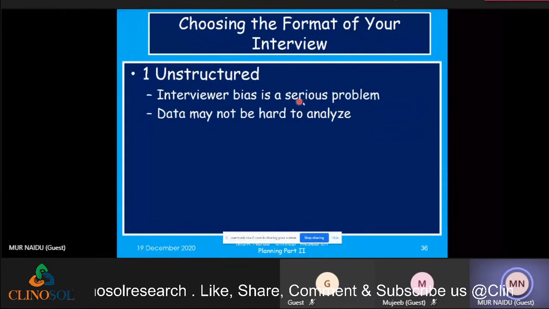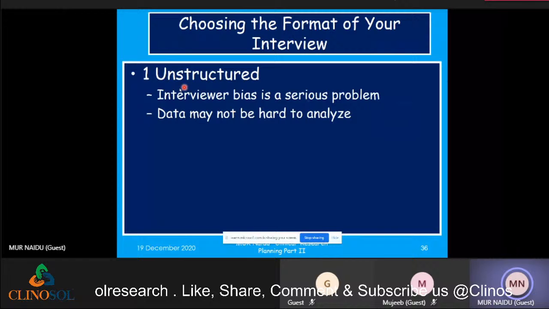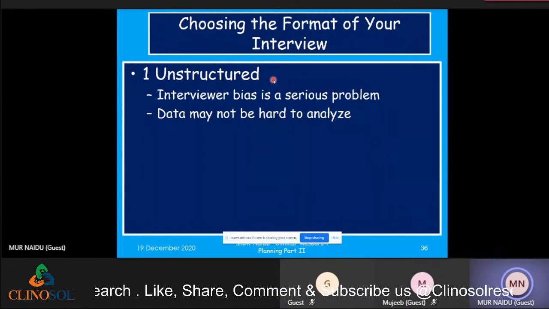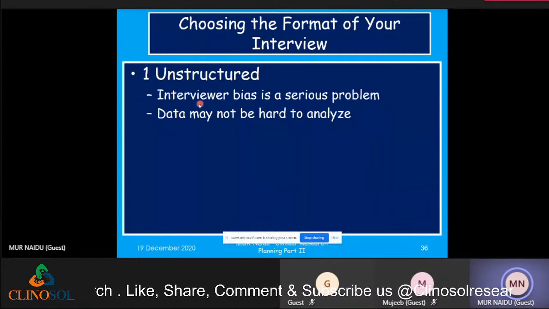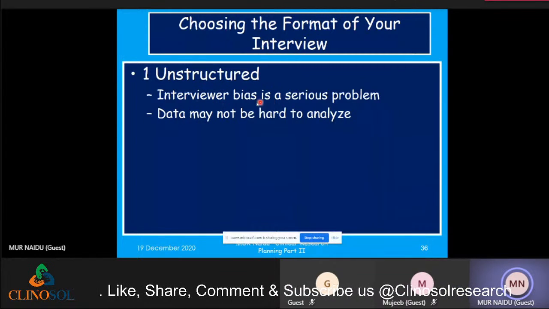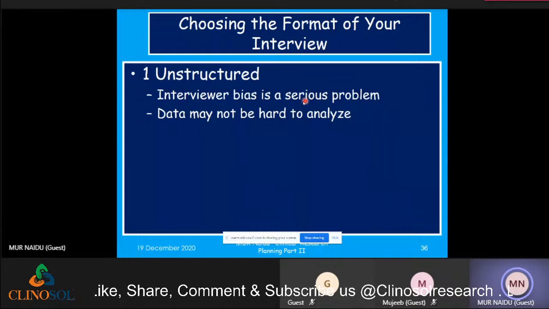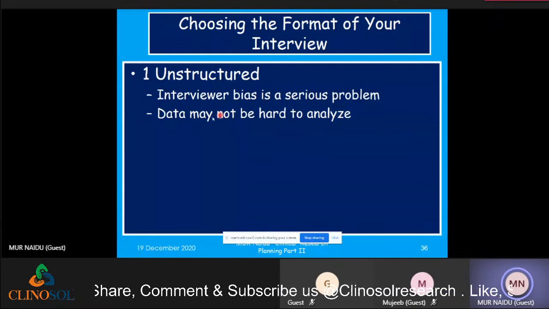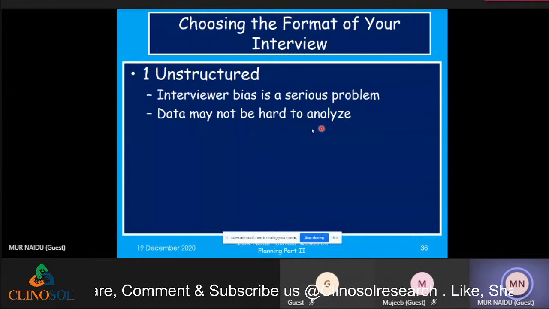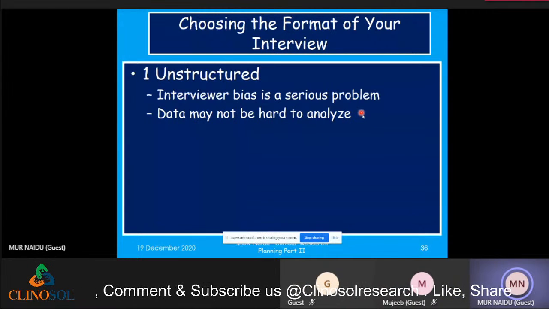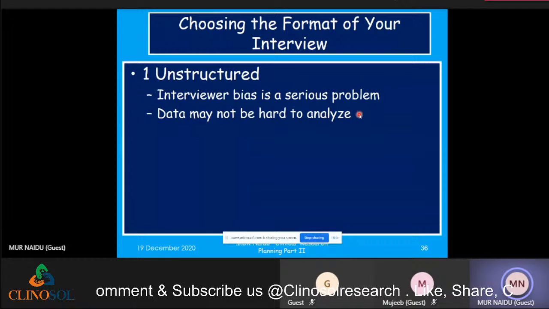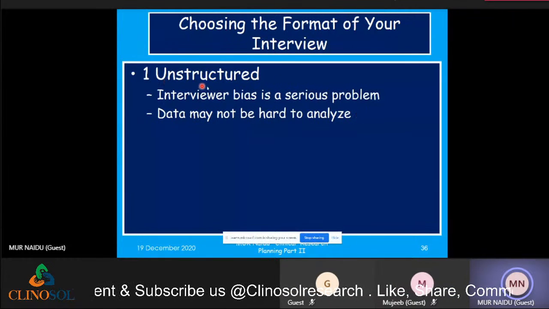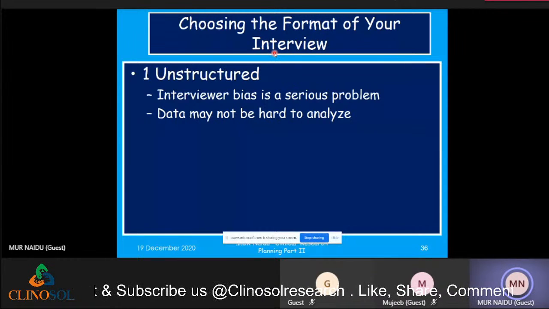Using the format of interview. Interview bias is a serious problem. Unstructured, you are not having a very structured interview. It will be very, very biased. With one interviewer, one person, it is a serious problem. Sometimes he is asking something, sometimes he is asking something else. Data may not be very good to analyze. A lot of variation will come and analysis will not be possible if you are using any unstructured interview.